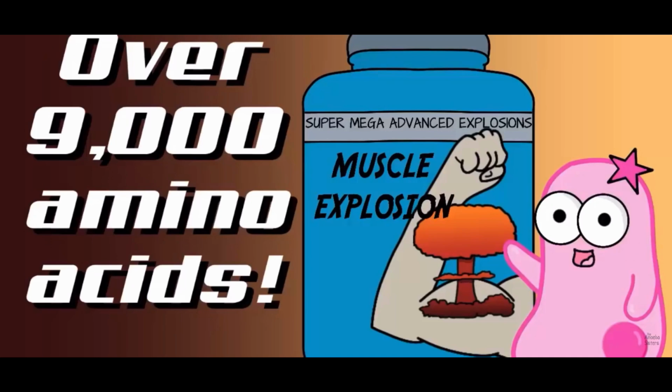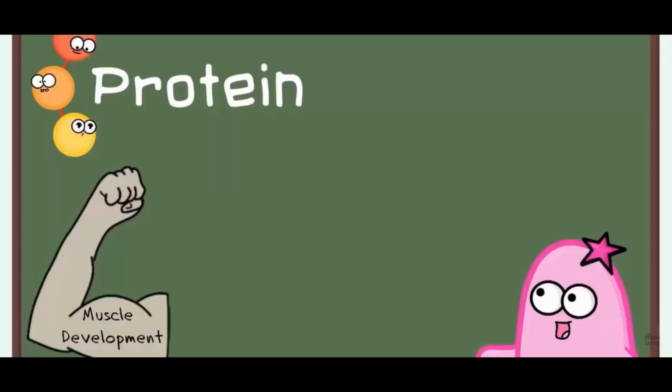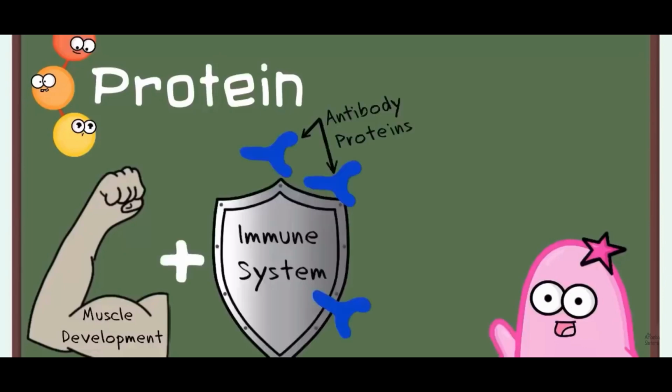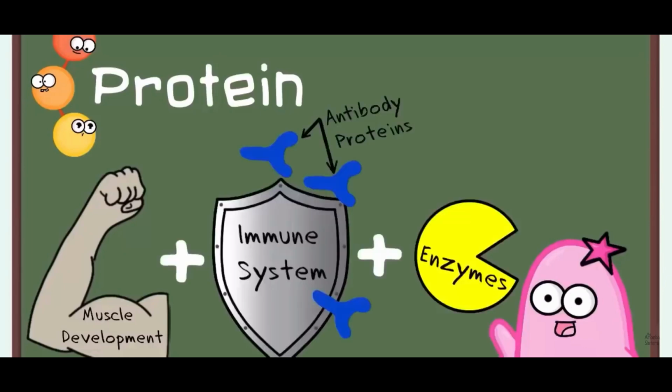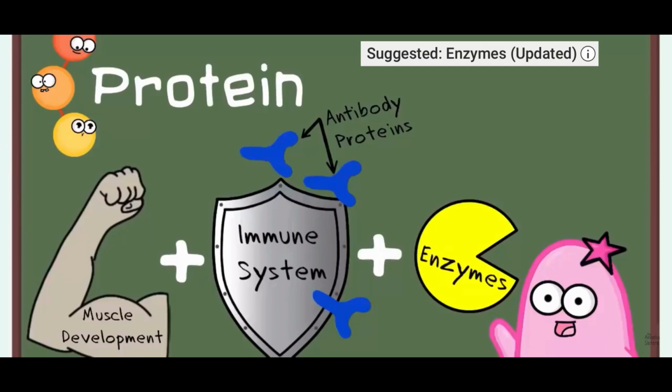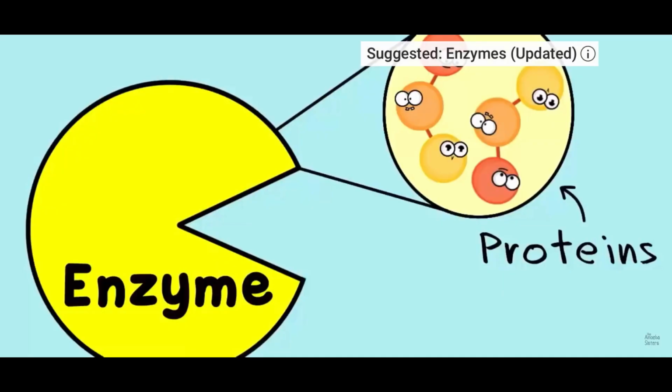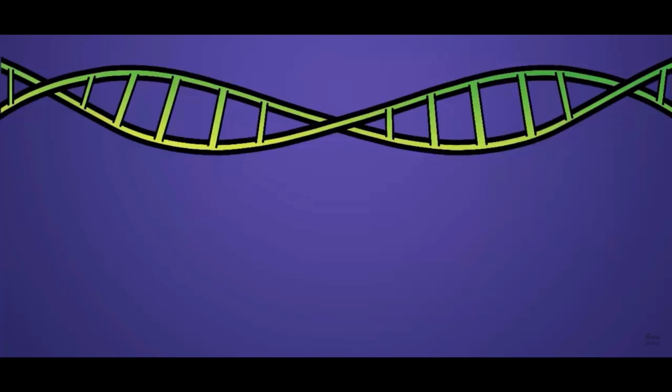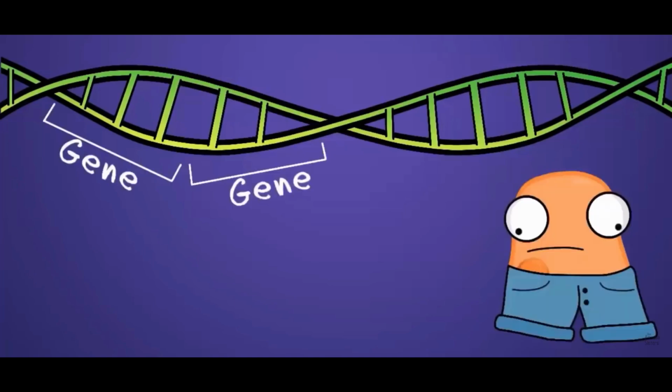But in addition to being important for muscle development, protein is also very important for other functions, such as working in the immune system and acting as enzymes. Remember, enzymes are made of proteins, so proteins are important for the body. Now, when we start talking about genes, the DNA genes, not the genes you wear, the DNA codes for proteins that are very important for structure and function in the body.